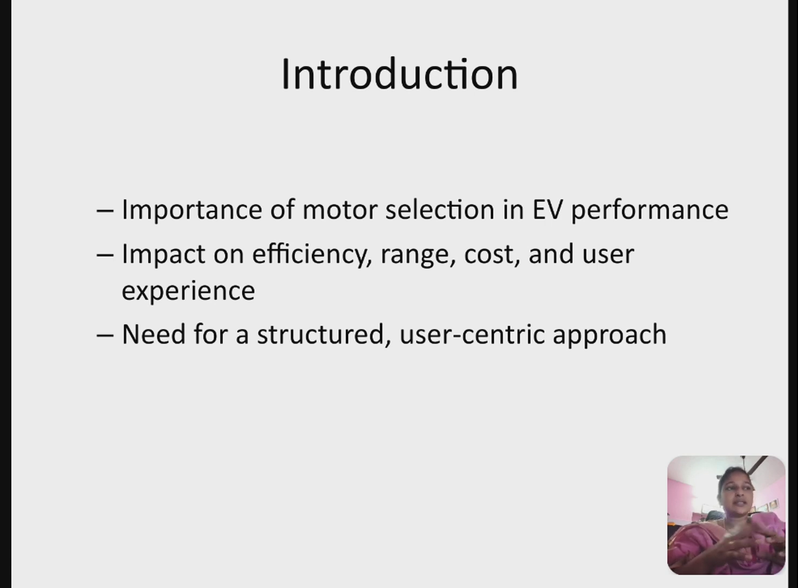So let's first understand why motor selection is important. The motor decides how the vehicle accelerates, consumes energy, and performs on roads. For example, a powerful motor gives better acceleration. An efficient motor gives longer range. So we need a proper method to select the best motor based on user needs.